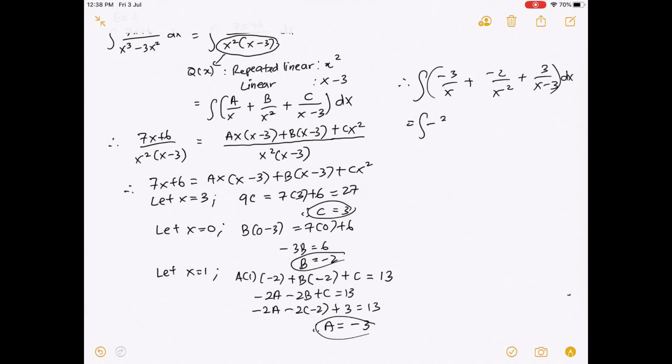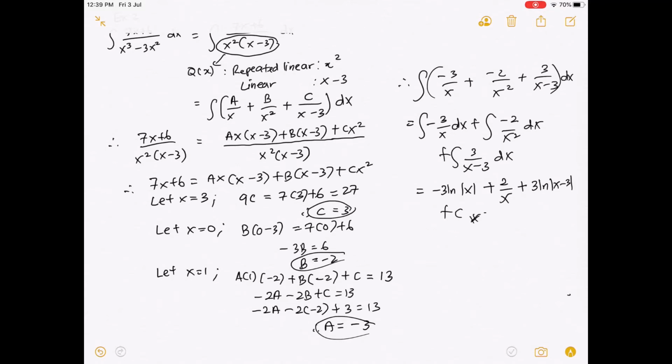So integrate this one individually, separately, it gets easier to do that. Okay, so the first one will become negative 3 ln x. The second one will become plus 2 over x. Okay, the third integration is 3 ln x minus 3, and then everything plus c.